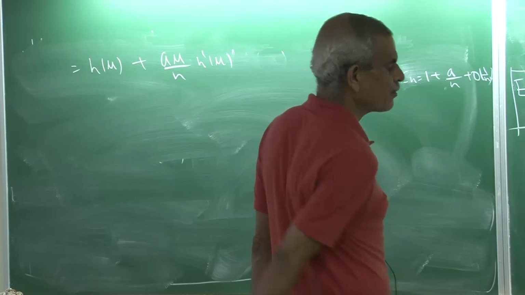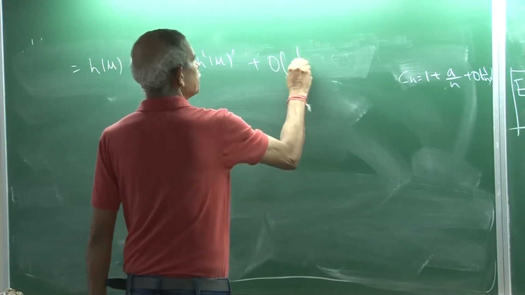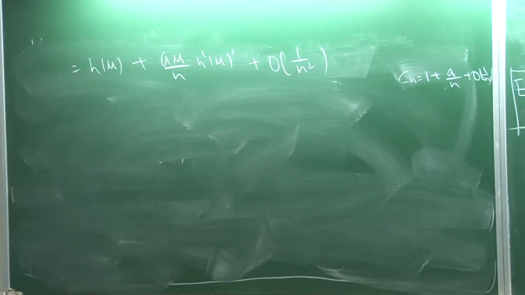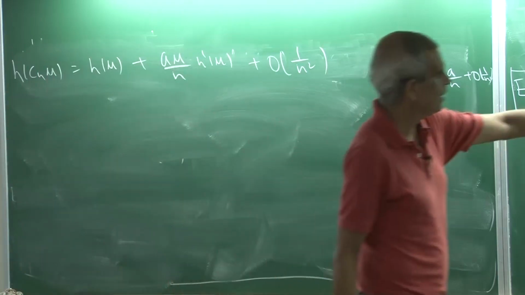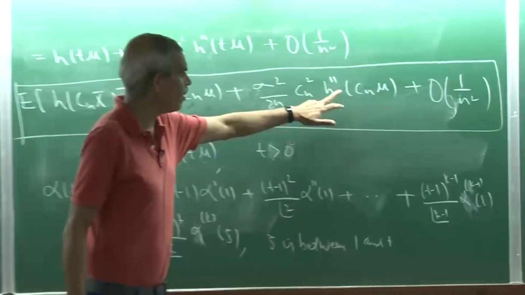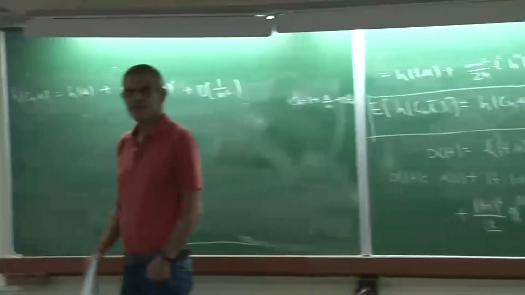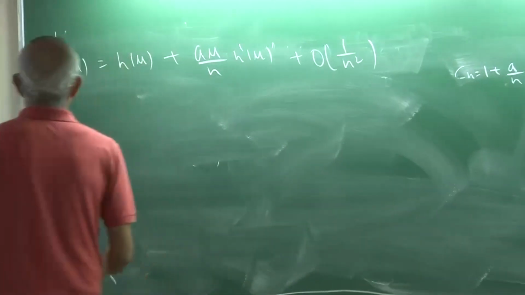And then higher powers of 1 upon n, so that would be big O 1 upon n square. So h of Cn mu turns out to be this, because I needed what is h of Cn mu and I needed its order. I also needed order of h double prime Cn mu. So what I do is here I just replace h by h double prime. So what do you get?